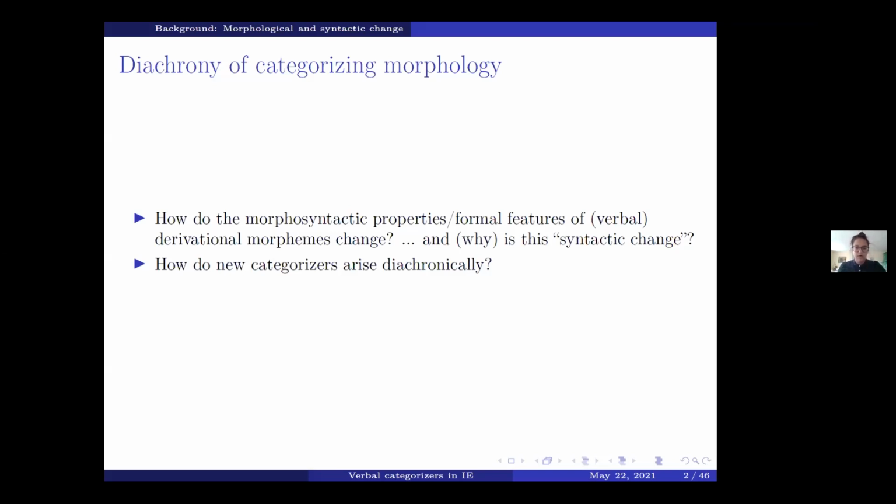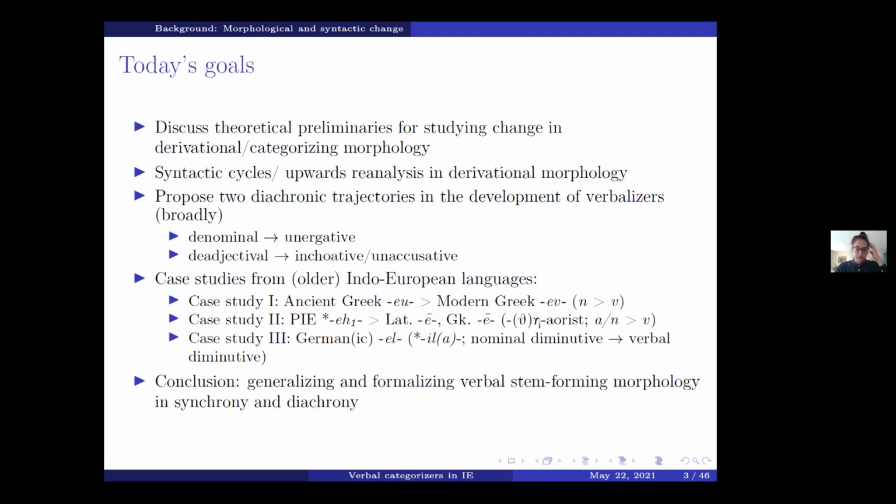And this has to do with broader questions such as how, in general, do new categorizers arise diachronically. So today I want to talk about some theoretical preliminaries for studying change in derivational and categorizing morphology, specifically in relation to syntactic cycles and upwards reanalysis in derivational morphology. And I want to propose two very broad diachronic trajectories in the development of verbalizers, namely from denominal verbs to unergative verbalizers and from deadjectival verbs to inchoative and accusative verbalizers.